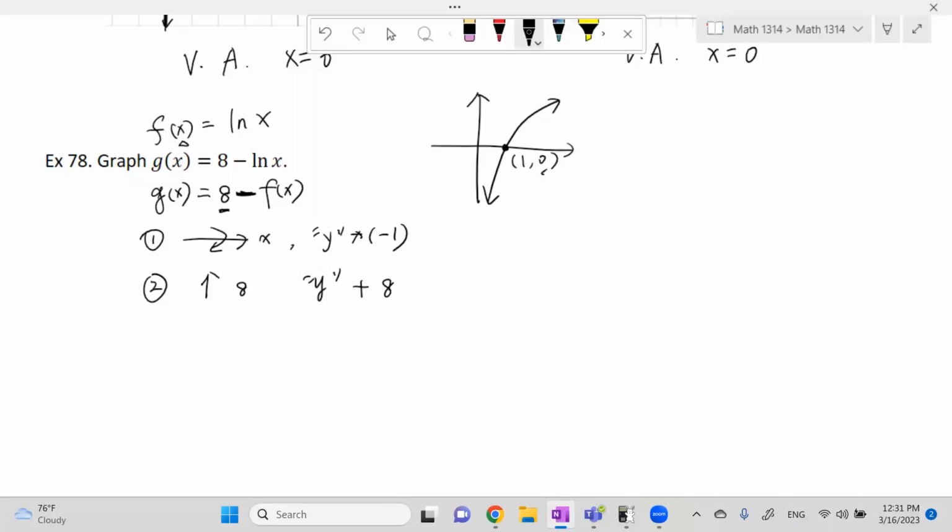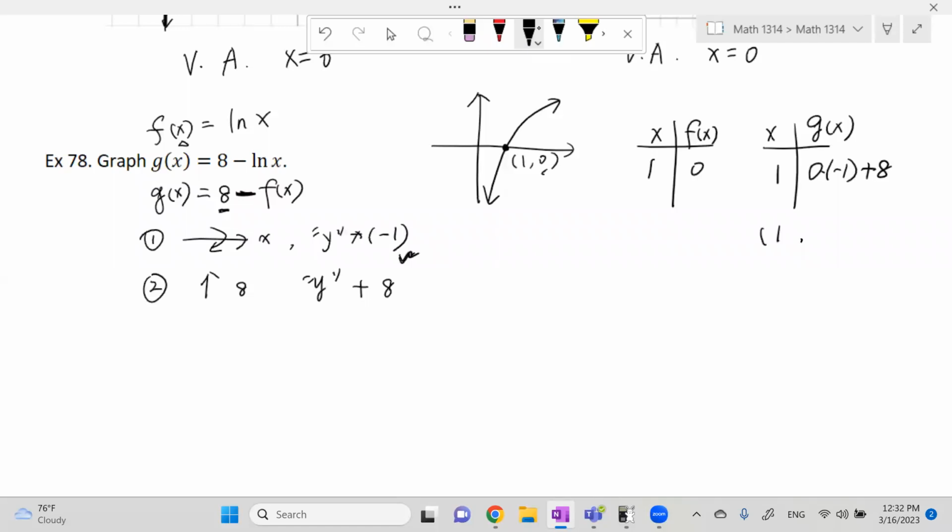And then how do we graph this? We can use the key point, at least the key point (1, 0). Then the g function key point: x didn't change, so put the 1 here. How about the y value? 0 times -1 is 0, and then plus 8. We have (1, 8). So the new key point is (1, 8).